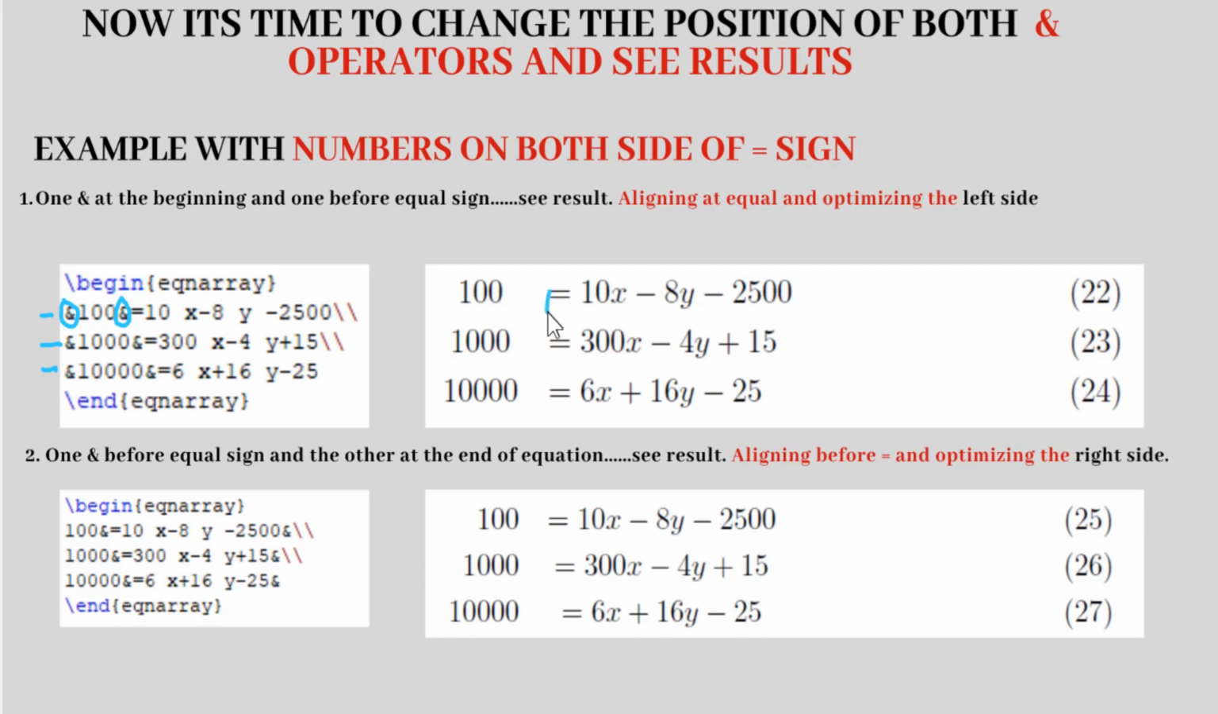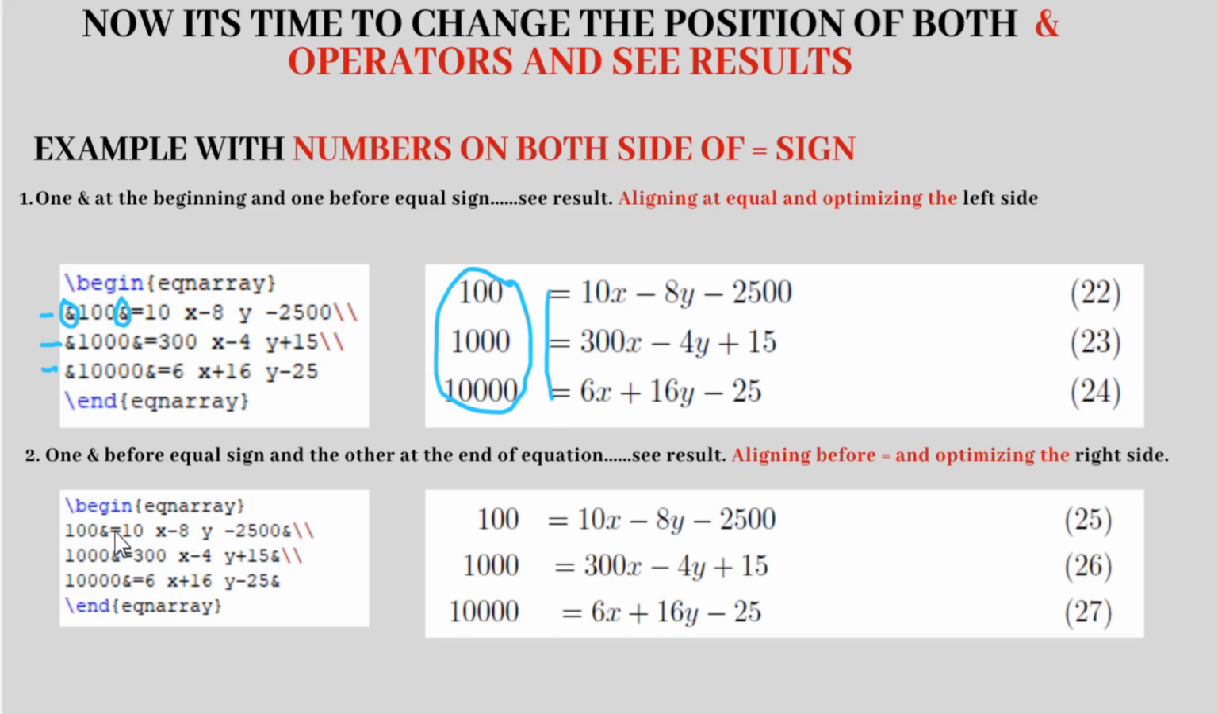As you can see, in all of these lines I am using these operators like this, and the result is that the equal signs are aligned perfectly fine here, but the left part is being optimized, because when I put the ampersand operator here, it's impossible to align all of these and all these equal signs. It is impossible because the width is different in each equation. So the software aligns at the equal sign, because the equal sign is considered a natural alignment location, and then it optimizes the left hand side.